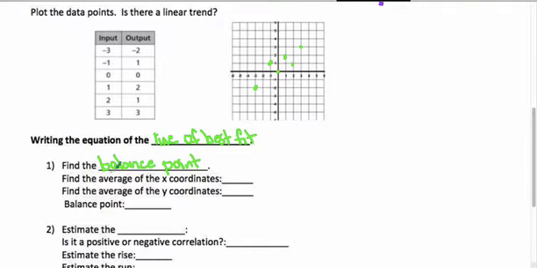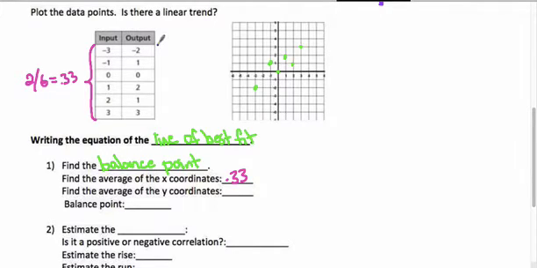To find that, we're going to find the average of the x coordinates. So I'm going to take all of these x coordinates, all these numbers here, and add them up, and then divide by 1, 2, 3, 4, 5, 6. So go ahead and do that. Add them up, I got 2. If you didn't get 2, make sure you're watching your negatives here because it's negative 3 plus a negative 1. And then I divided by 6. And so my average of the x coordinates was 0.33.